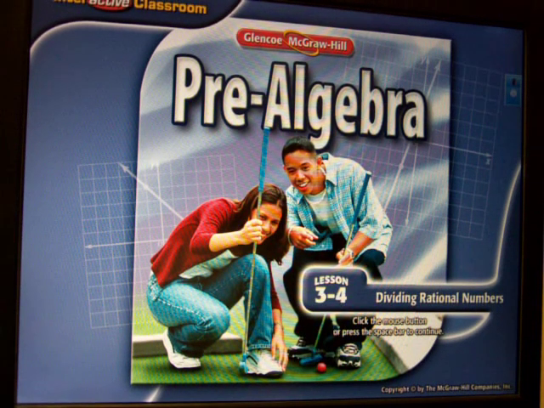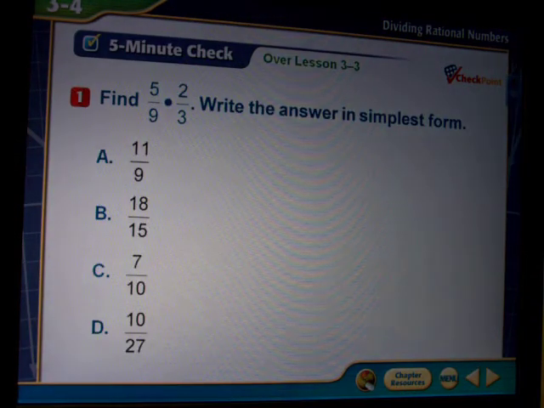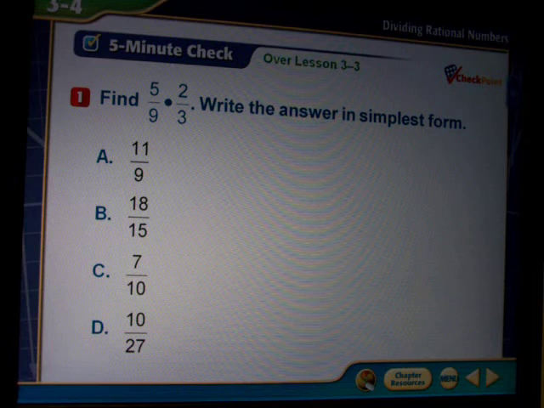This begins Chapter 3, Lesson 4, Dealing with Dividing Rational Numbers. But before we get into that, let's check and see what you remember from yesterday's lesson. We're going to find the product of 5 ninths and 2/3. What is the answer in its simplest form? Is it A, 11 ninths, B, 18 fifteenths, C, 7 tenths, or D, 10 27ths?